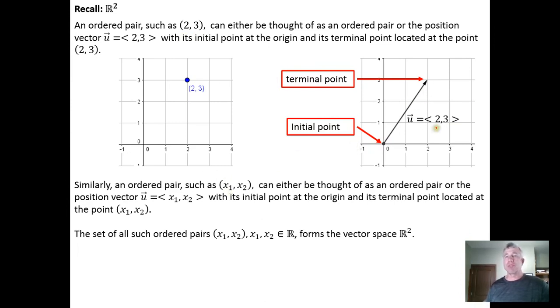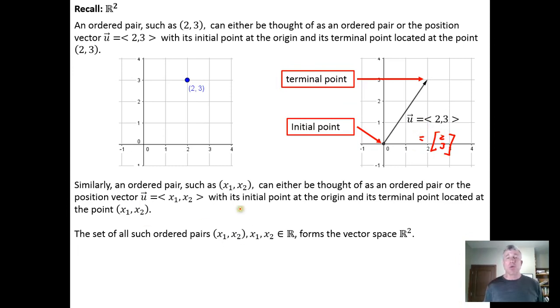And we can write those position vectors either as a row vector or as a column vector. So we can think of these vectors as being a 1 by 2 or 2 by 1 matrix.